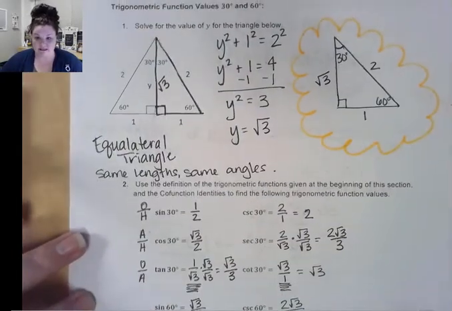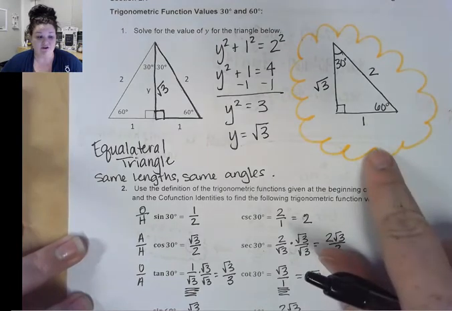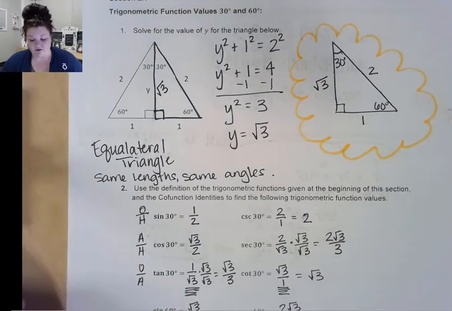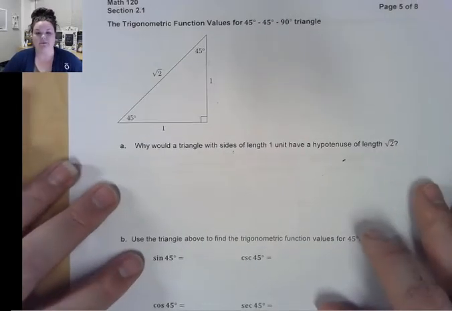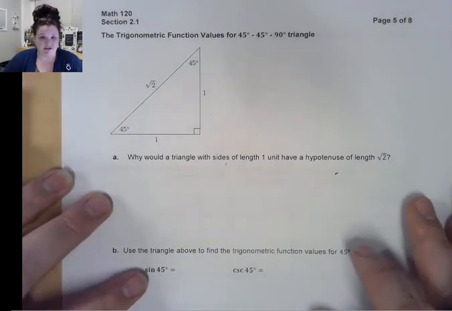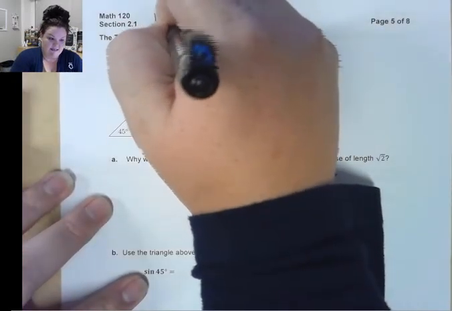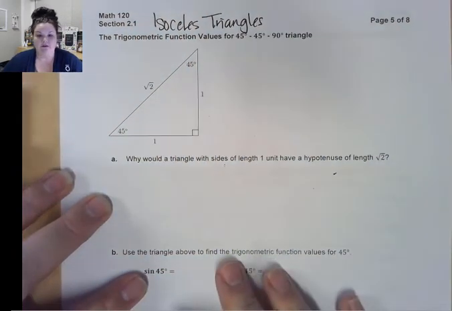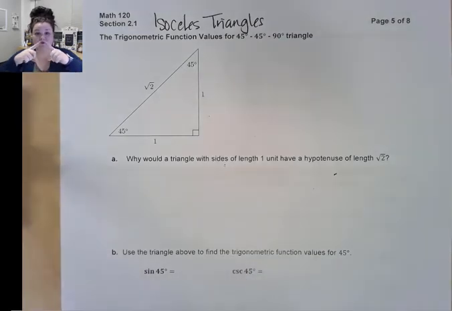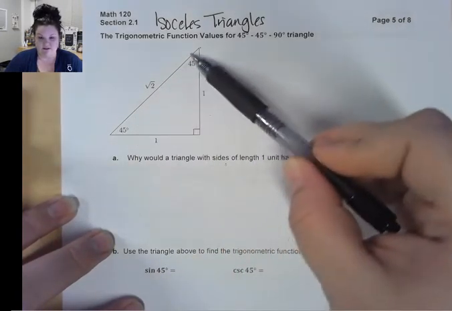Again, we are going to need to know how to draw and label a 30, 60, 90-degree triangle. The other triangle that we're going to be using a lot in this class for reference is a 45, 45, 90 triangle. Okay, so this one is an isosceles triangle, right? An isosceles triangle has two sides of equal length. So you can see here we have one, and then our hypotenuse is the square root of 2.